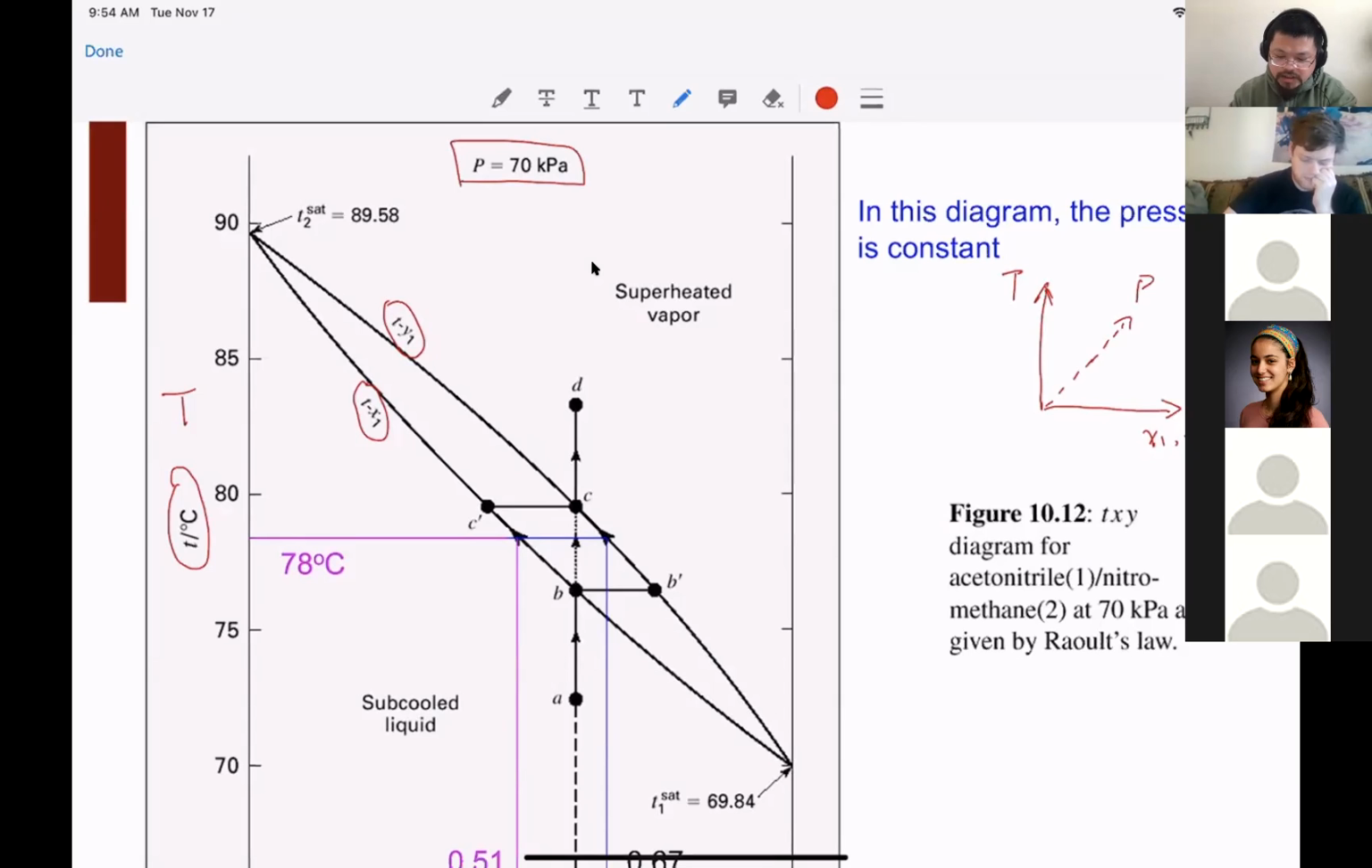Otherwise, if we are interested in the T-y1 calculation, then you can see that using this example, condition D is in the vapor phase. It's superheated vapor over here. Then we are interested in figuring out the point C or condition C. There we are going to have the equilibrium, and we are going to have the first liquid drop.